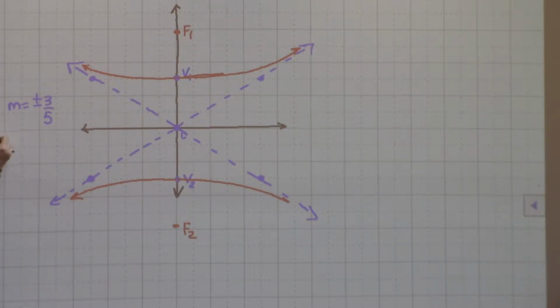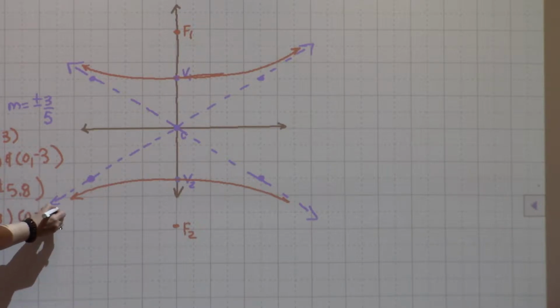0 and 0 plus or minus 3, which put them at (0, 3) and at (0, -3). And then the foci would have been 0 and 0 plus or minus 5.8, right? (h, k plus or minus c). So these would be at (0, 5.8) and at (0, -5.8).